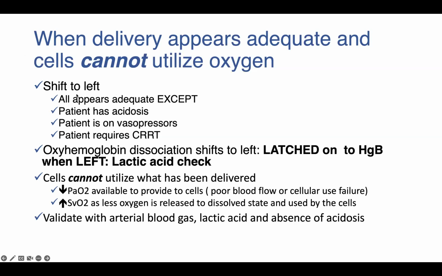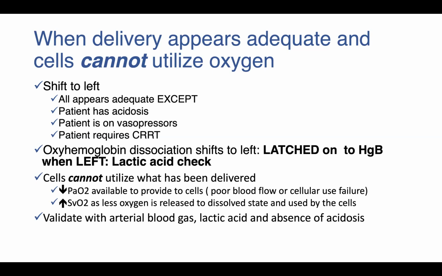Shift to the left. When you look at SvO2 or ScVO2, it looks adequate, but your patient's acidotic. You put them on vasopressors and you're titrating up, they require CRT. Things are not okay. Don't be charting an SvO2 and then telling people he has a normal SvO2. If you've got metabolic acidosis, your SvO2 should be down because you should be releasing oxygen. So that's an abnormal shift to the left. That means a normal or elevated SvO2 in the face of metabolic acidosis is always, always abnormal.